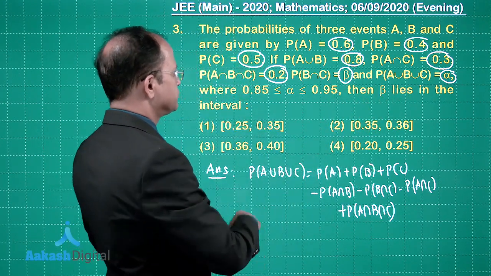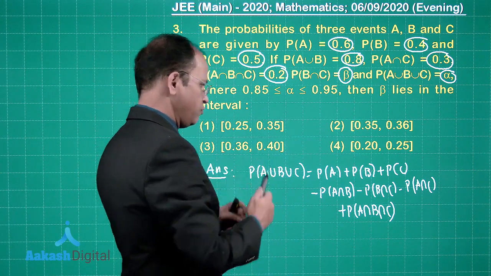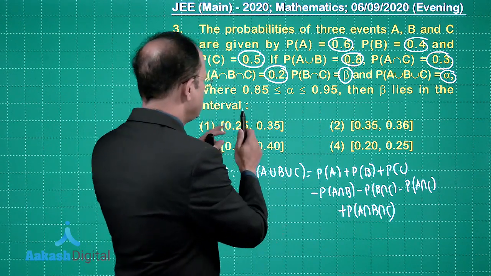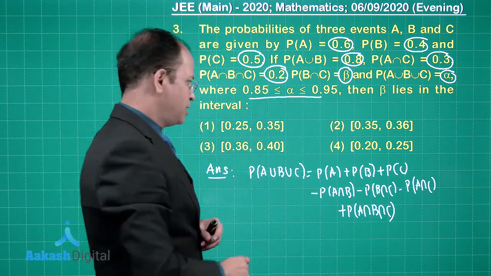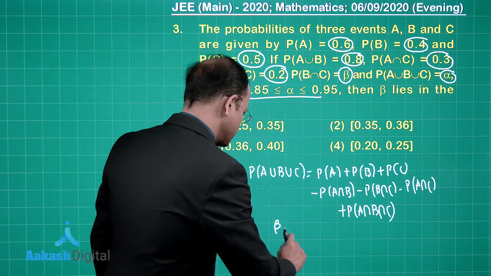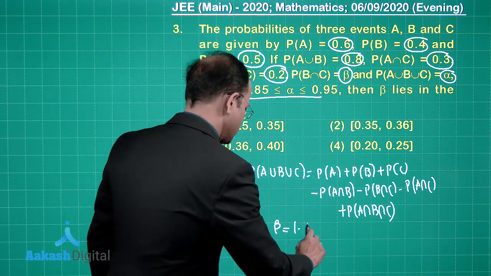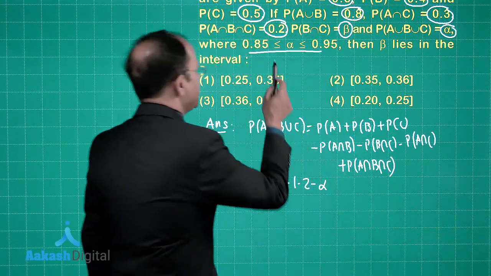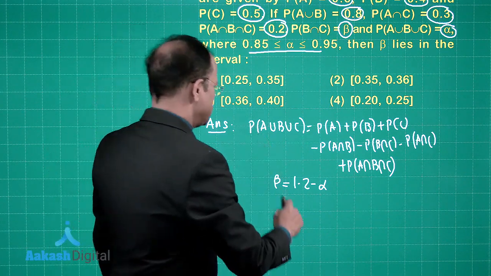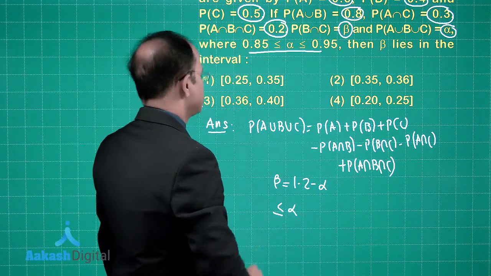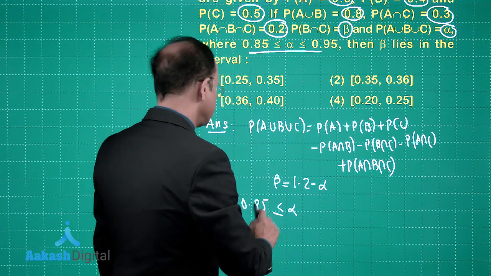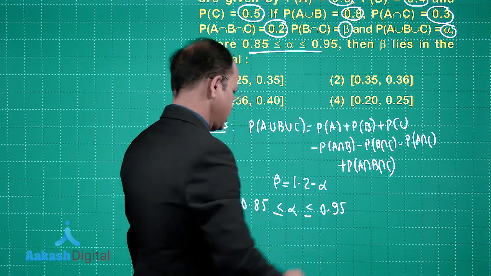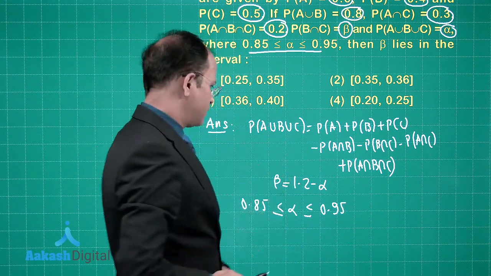So that means if you want to get the value of beta in this case, you have to use this inequality also. So what we get now is beta is equal to 1.2 minus alpha. Now the interesting part is that the range of alpha is given to you. Using the range here, that is 0.85 and 0.95, right? So using this range, we have to find the value of beta.